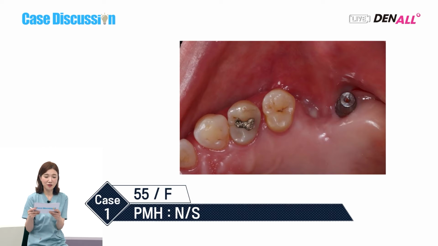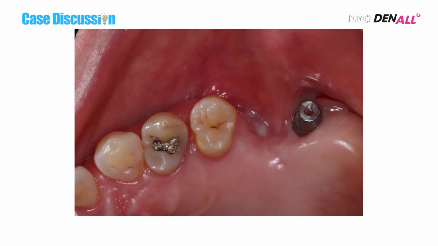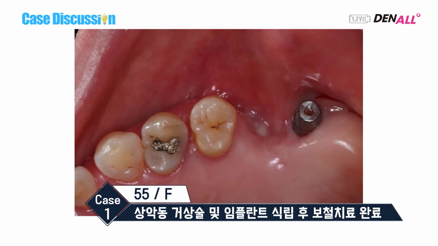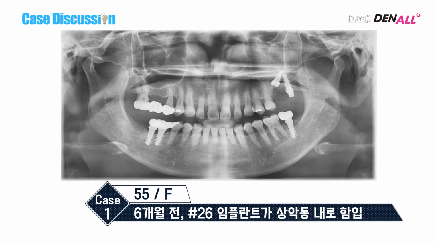A 55-year-old female patient, no remarkable medical history. Three years ago, in another dental clinic, she received a sinus lift using a crestal approach and implant placement on the upper left and completed the prosthesis treatment. But the number 26 implant migrated into the sinus.